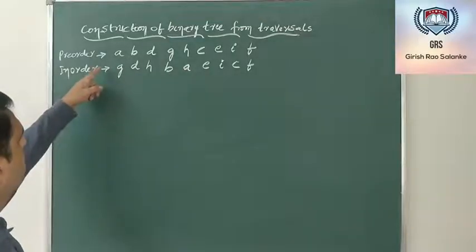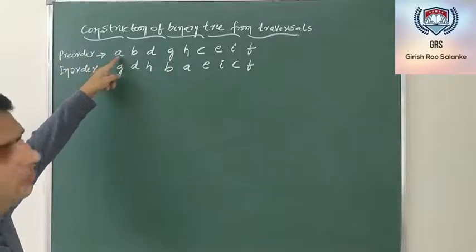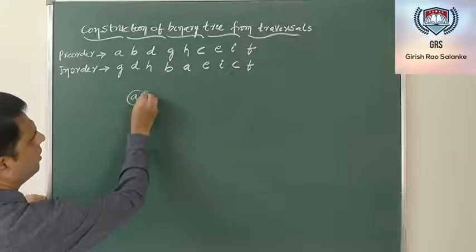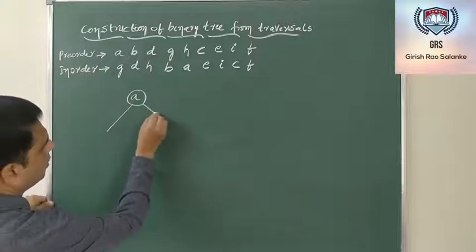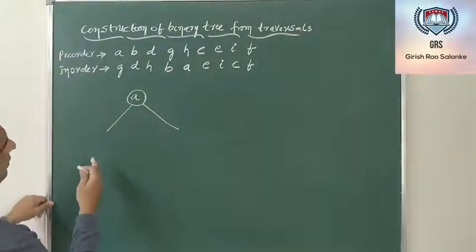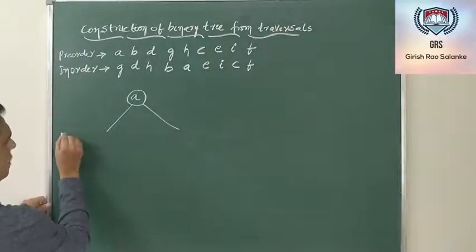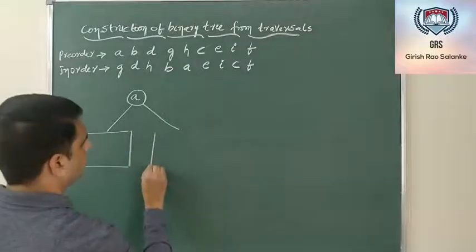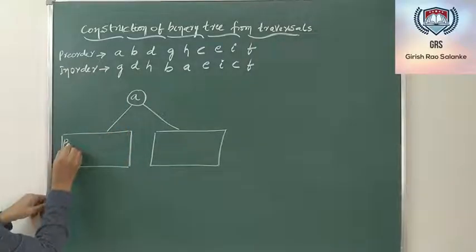So with that information, if you see the pre-order, the first node is A. So I will start constructing my tree. First is my root node, that is A. I have two parts: the left subtree that I need to construct and the right subtree that I need to construct. So I'll have two rectangular boxes once again. I'll retain the pre-order as well as the in-order.